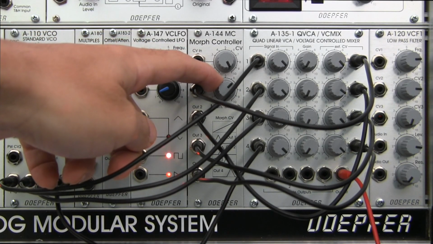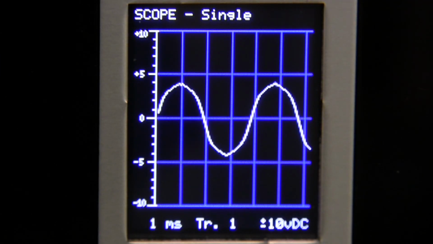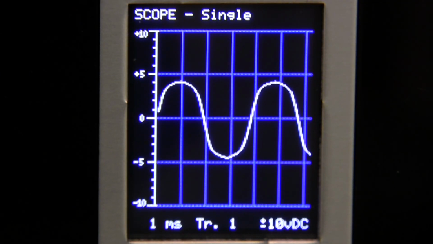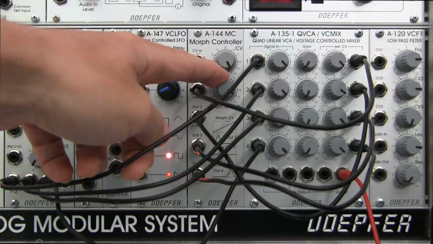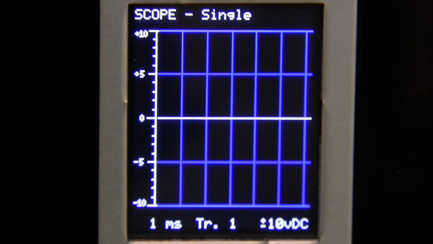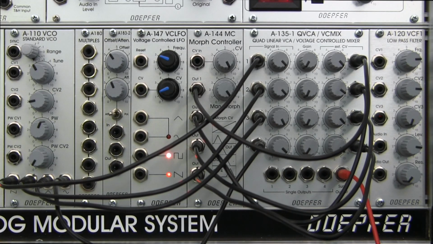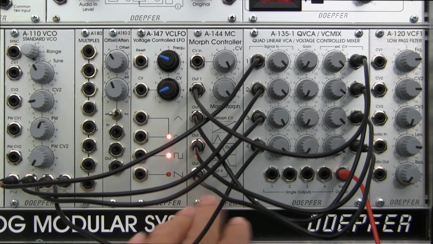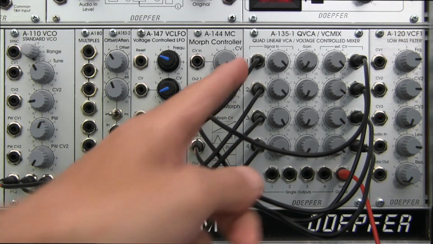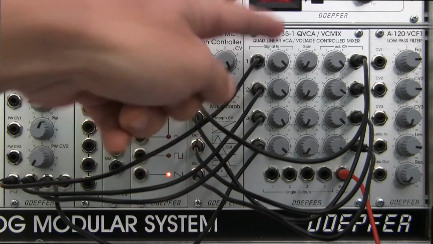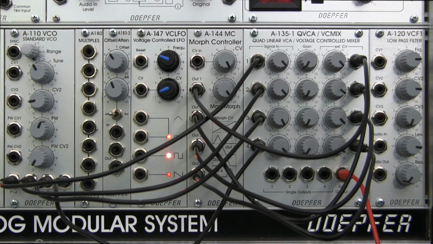And then now if I keep moving, it's going to turn into our sine wave. And right about there is about the highest it gets. And then if I keep going all the way on the other side, it goes down to 0 again. So that's the idea about what the Morph controller is going to be able to do for you when in use with the A135. It's just sort of sequentially turning up and turning down the individual VCAs.